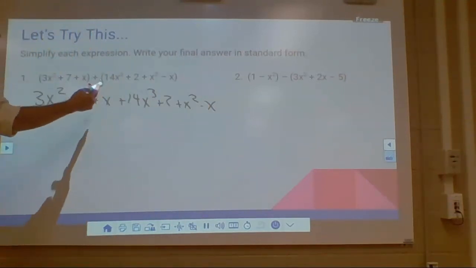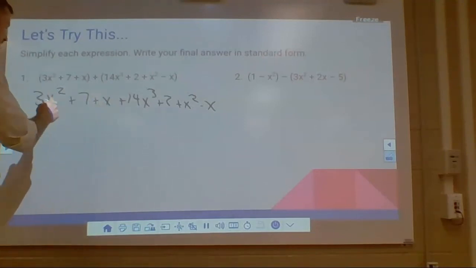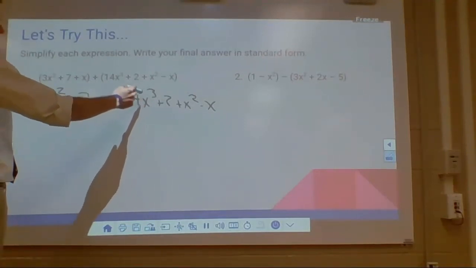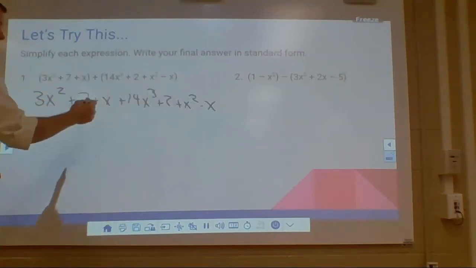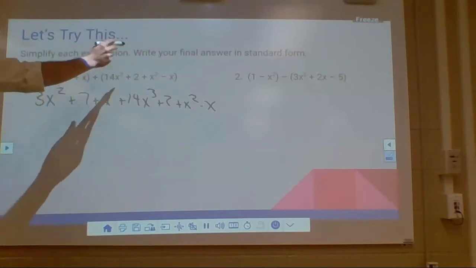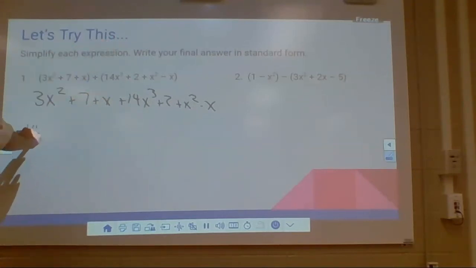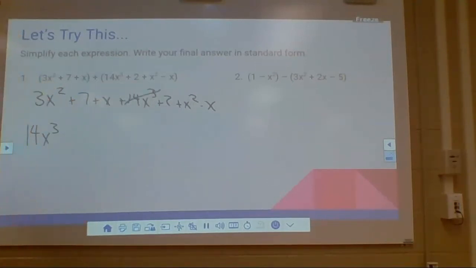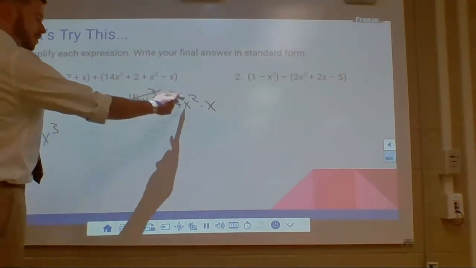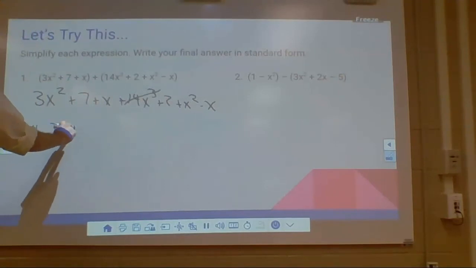Now we just want to combine our like terms. Well, I see that the highest degree is 3, and none of the other terms have an exponent of 3. So I'm going to write that first because I want to write the final answer in standard form. I'll end up writing 14x cubed first. And if you want to do this, you can just cross it out so you no longer have to worry about it. So now we see 3x squared, that's the next, 2 is the next highest degree. 3x squared plus x squared, well, that's going to give us 4x squared.